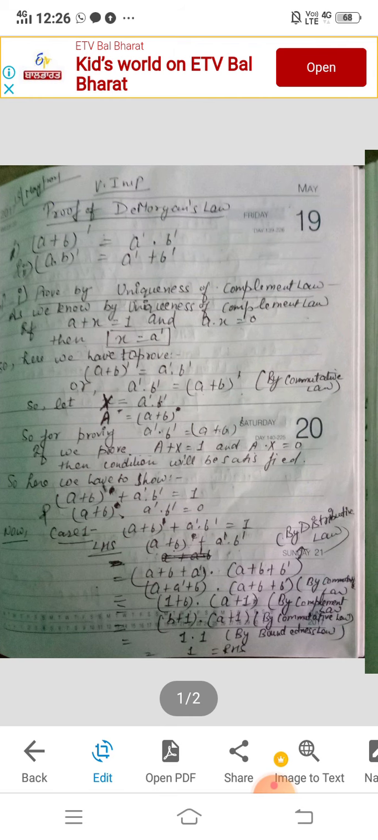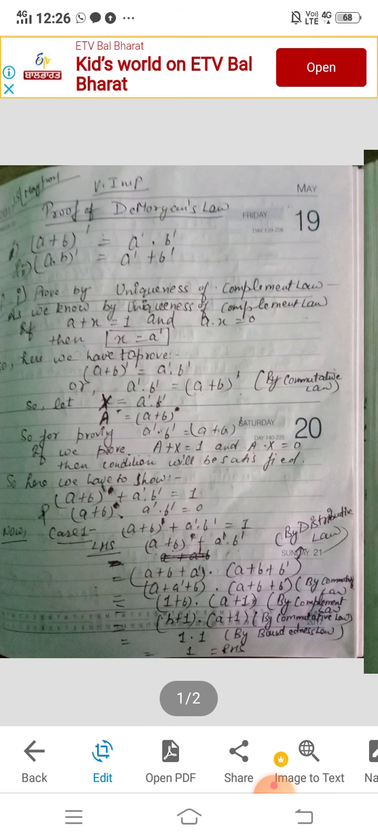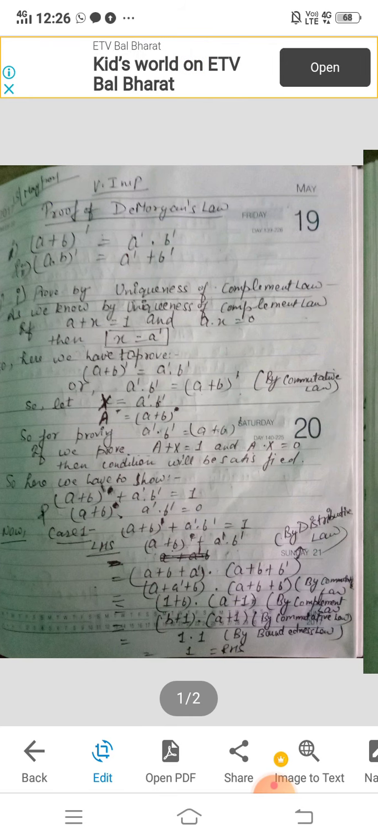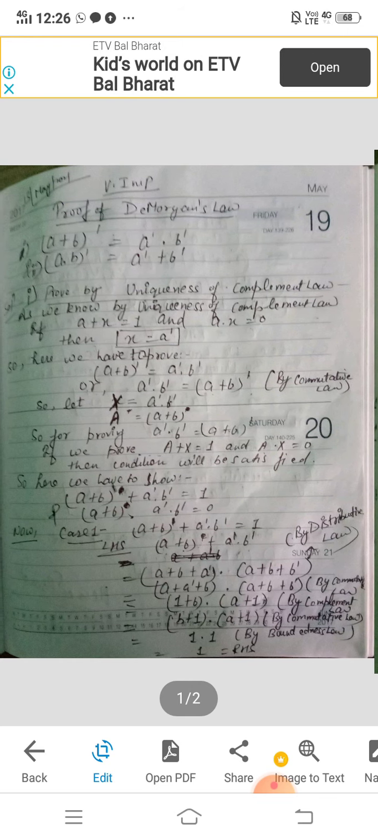So here B plus 1 dot A plus 1. Now another law will be applicable here in B plus 1. It is the boundedness law: A plus 1 is equal to 1. So here B plus 1 will become 1, and A plus 1 will also become 1. So 1 dot 1 is equal to 1. So here we have proved LHS is equal to RHS.